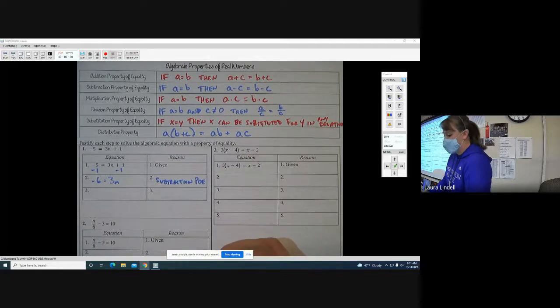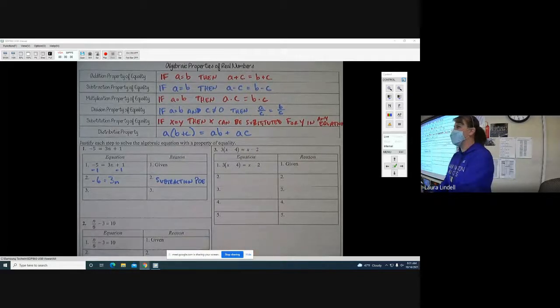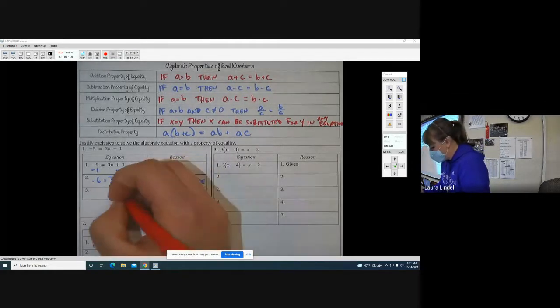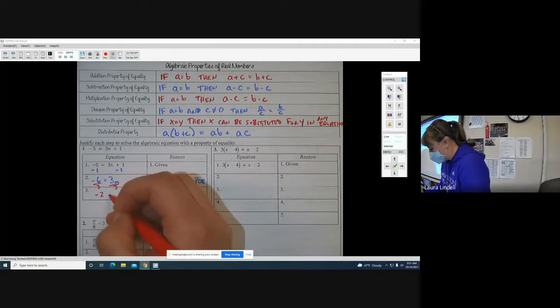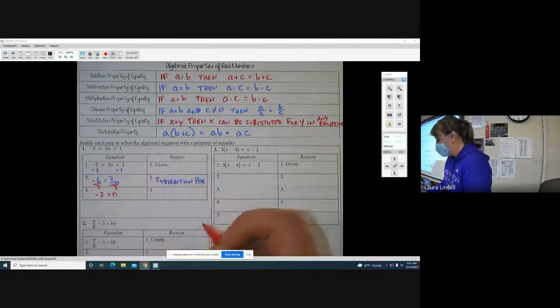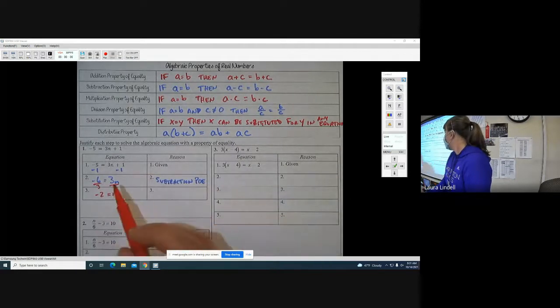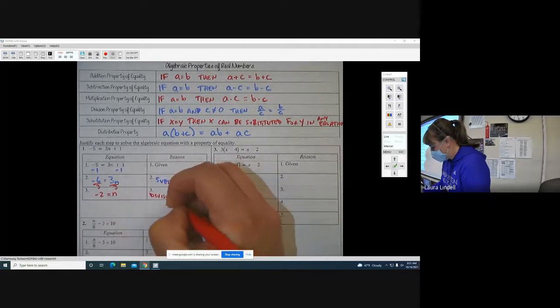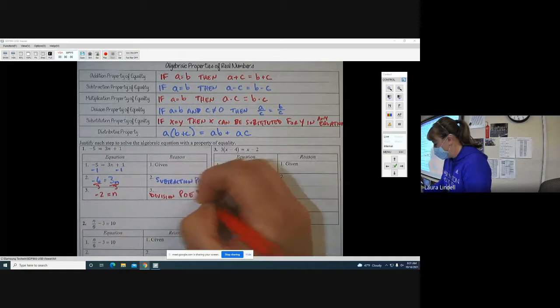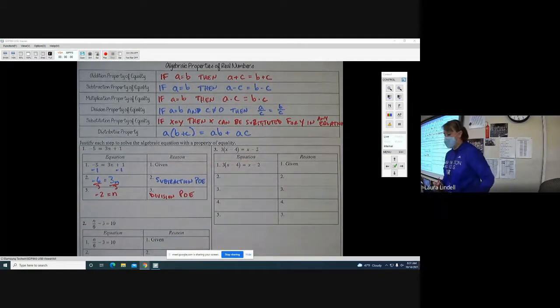All right. Then what would I do to continue here? Kavya? Divide by 3. Divide by 3, we get negative 2 equals n. So since I divided right here, that's where step 3 is division. Property of equality, POE. And look at that, we just completed our first proof.